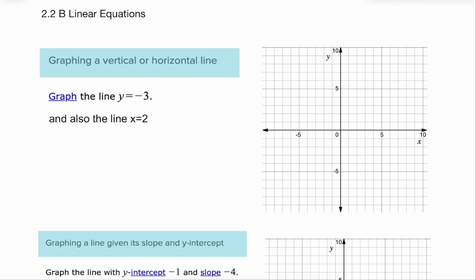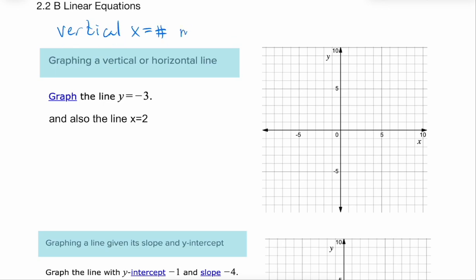First off, in our first example here, they are talking about vertical and horizontal lines. I just want to give you a little heads up and remind you, okay? A vertical line is always going to be x equals a number. Its slope is going to be undefined. So I'm going to put that little null set. The horizontal line is always y equals a number, and it always has a slope of 0.